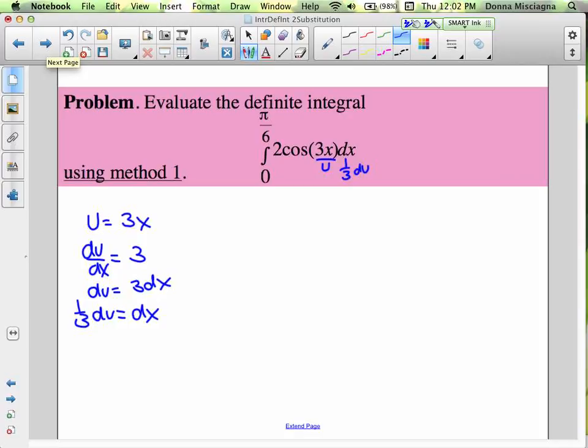So we'll rewrite the 2, and the 1/3 du here is 2/3, and we can just pull that out. So 2/3, the integral of cosine u du. We're not going to put the limits in because we have to switch back. Now when we integrate cosine u, what's that? Sine u. So we're going to have 2/3.